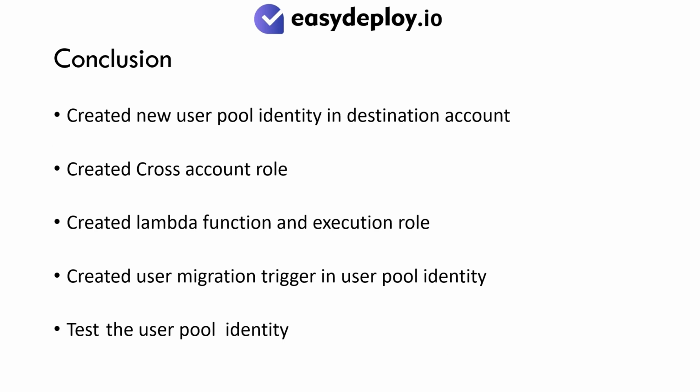Conclusion. In this video, we have created a new user pool identity in the destination account, created a cross-account role, created a Lambda function and execution role, created a user migration trigger in the user pool identity, and migrated and tested the user pool identity.